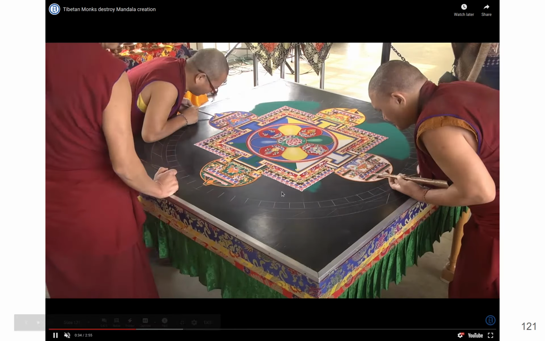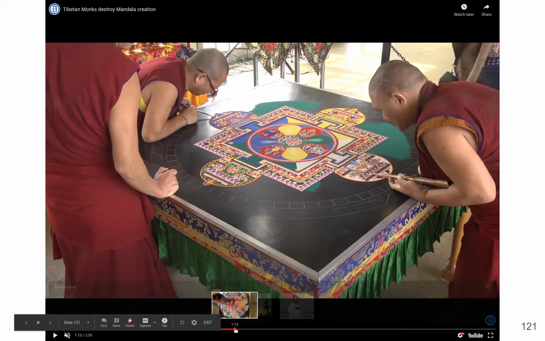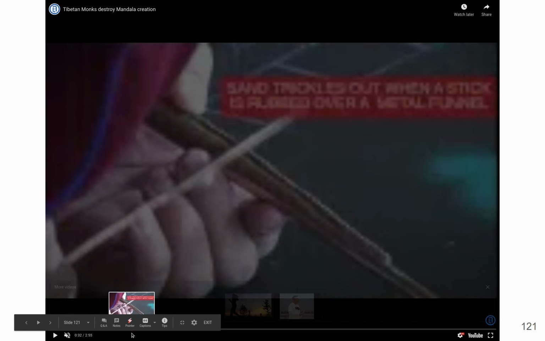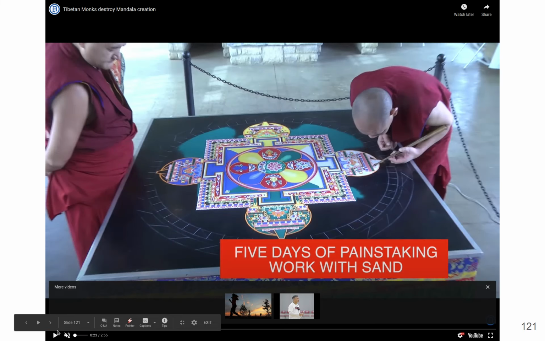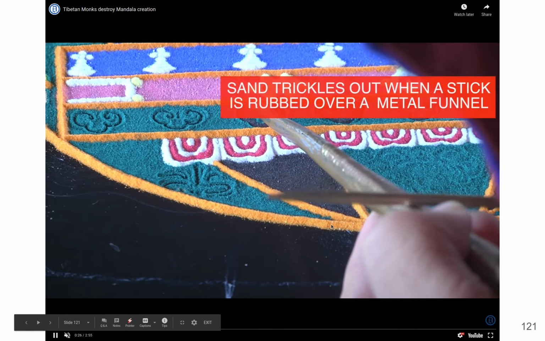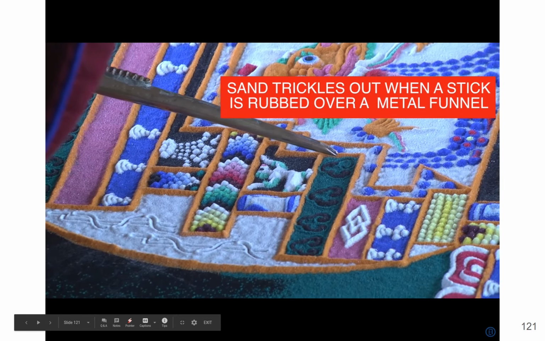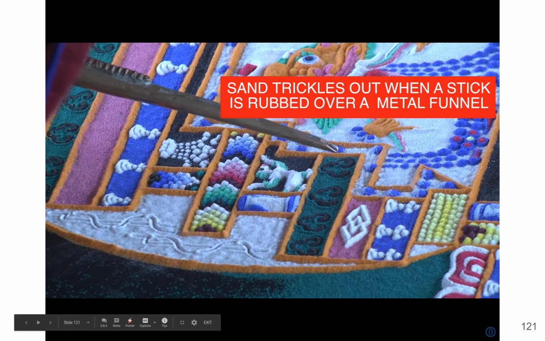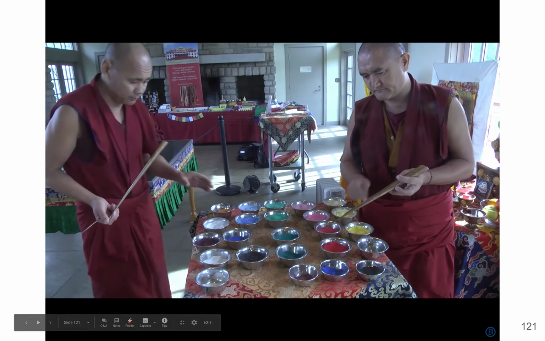So back in the day, let's see if I can get right to a little bit more there. That's good. Just let you play. So you can see them working on it, sprinkling the little grains of sand with their little metal funnels. And like I said, all of this is memorized.